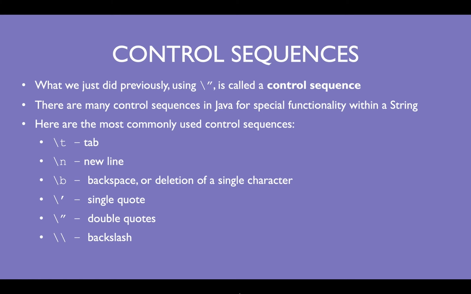Backslash b is backspace, which isn't really used too commonly, but it deletes a single character within that string. Backslash single quote allows us to display a single quote, and these two you've already seen. Backslash double quote allows us to display a double quote, and double backslash allows us to display a backslash.